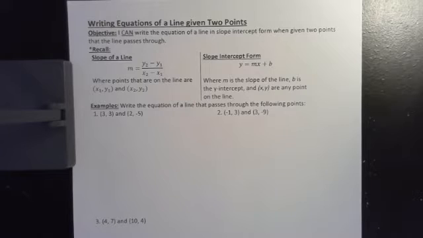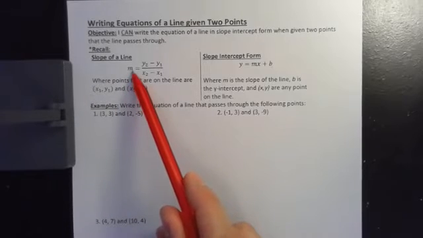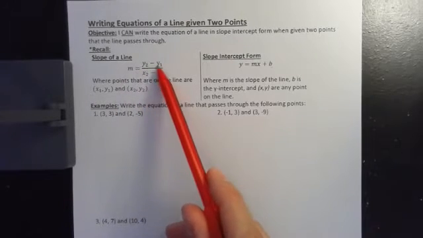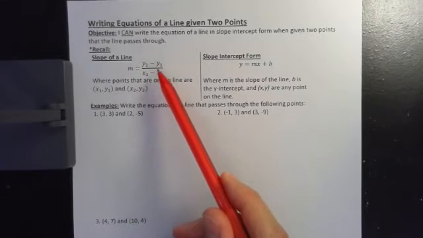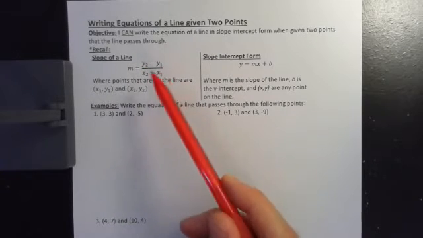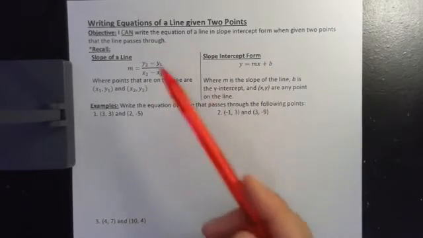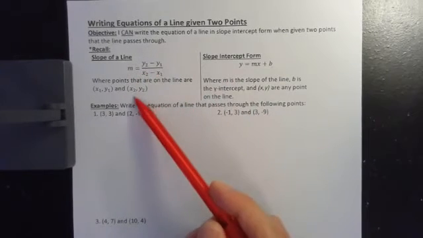All right, so our objective is that I can write the equation of a line in slope-intercept form when given 2 points that the line passes through. Now, a couple things that you're going to need for today's notes is how to find the slope of a line. So again, m represents our slope, which is equal to y2 minus y1 over x2 minus x1. Now remember x1, y1, that's the first point that's chosen. x2, y2, that's the second point.